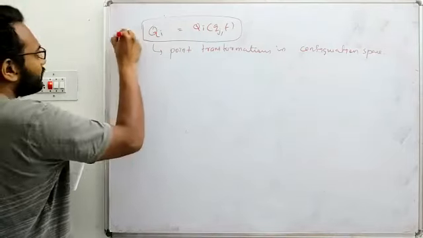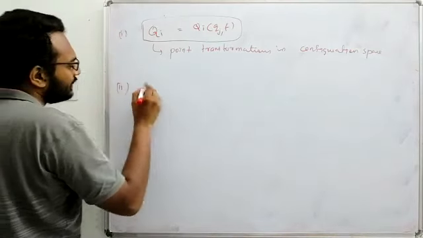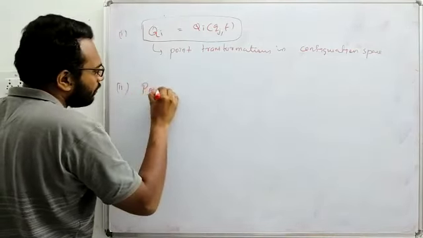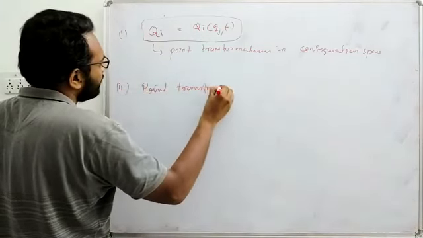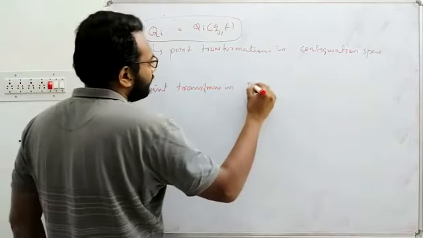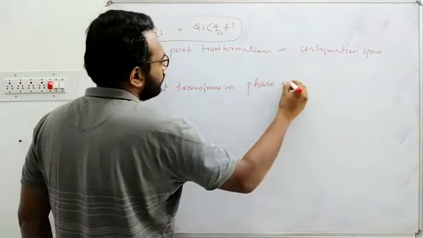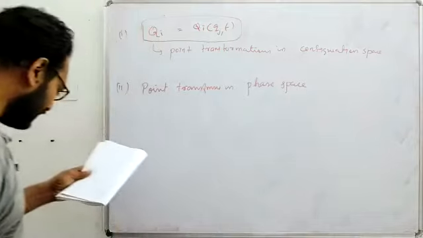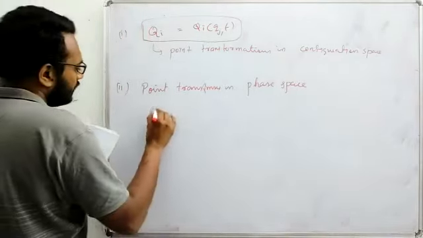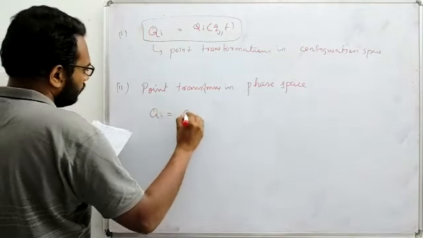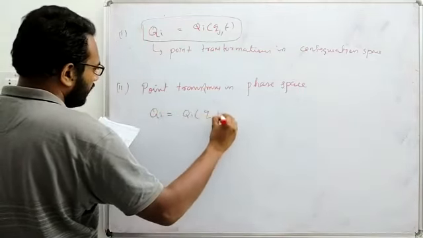Now we generalize this concept to define what we call point transformations in phase space. Now, what do we mean by that? Here we mean that we'll have Qi equal to Qi of q, p, t.